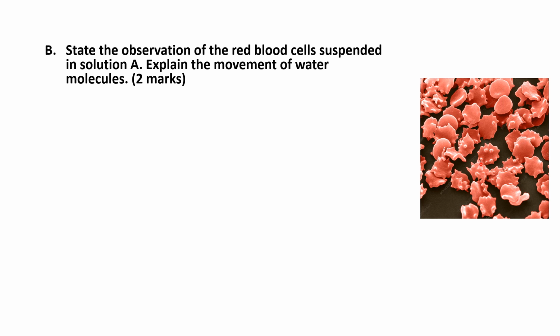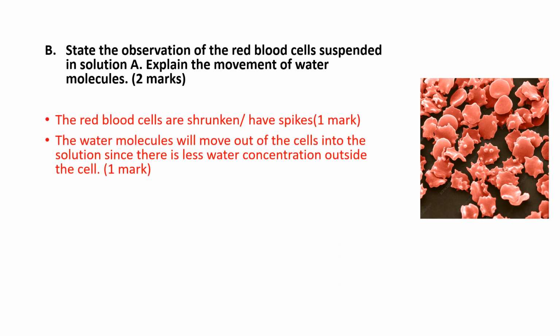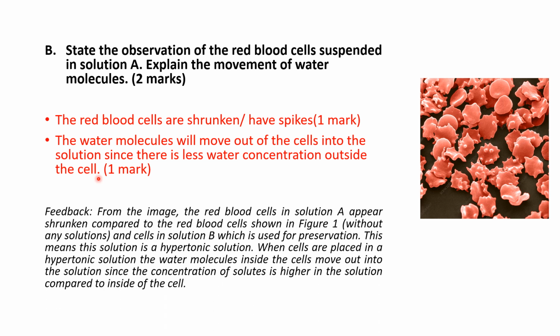So let's look at the answer. The observation is just merely stating what you see. So if you answer the cells are shrunken or have spikes, we can give you 1 mark. So why are they shrunken? Because the water molecules are moving out of the cells into the solution, since there is less water concentration outside of the cell. So here's the feedback.